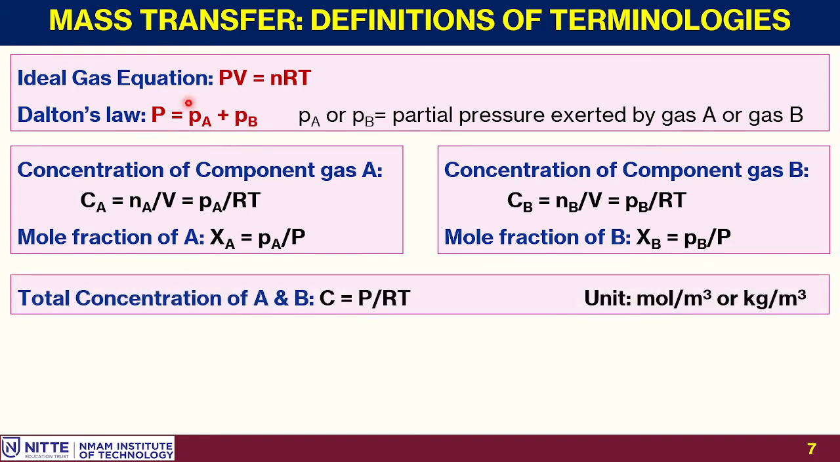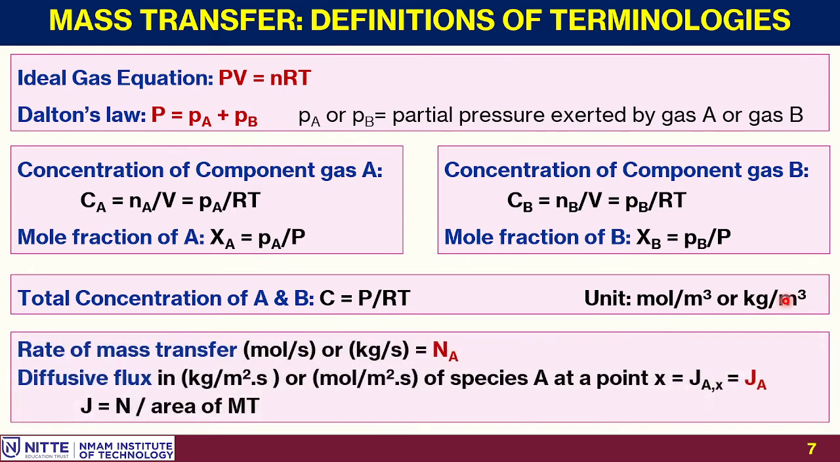The total concentration of A and B, that is CA and CB, when you add them up, for an ideal gas will be equal to the total pressure divided by RT. So here it is partial pressure for individual concentration. If you want the total concentration, you take the total pressure P by RT, and the unit of all this will be in moles per meter cube. However, you can convert it to grams per meter cube or kg per meter cube by multiplying with the molecular weight. The molecular weights of individual molecules you should be aware of, and if you multiply with the molecular weight, you can calculate it in kg per meter cube.